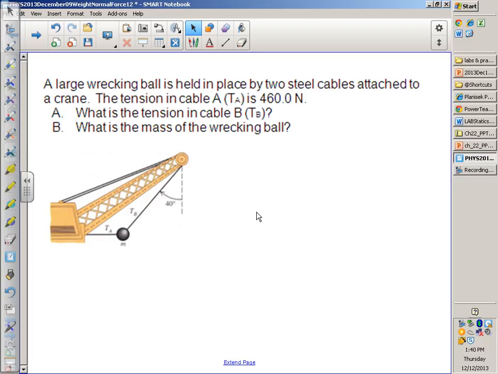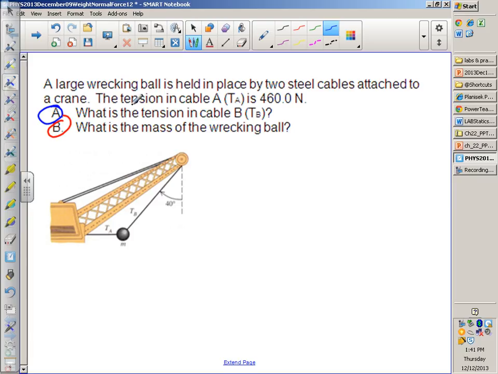So it says, the wrecking ball is held in place by two steel cables attached to a crane. The tension in cable A is 460 newtons. So two parts to this problem. First part says, what is the tension in cable B? And then the second part says, what is the mass of this wrecking ball?